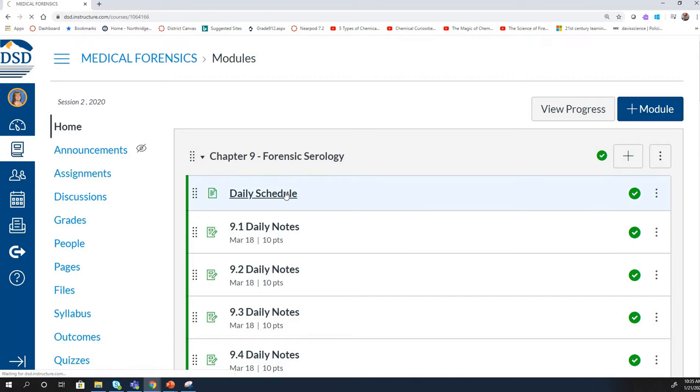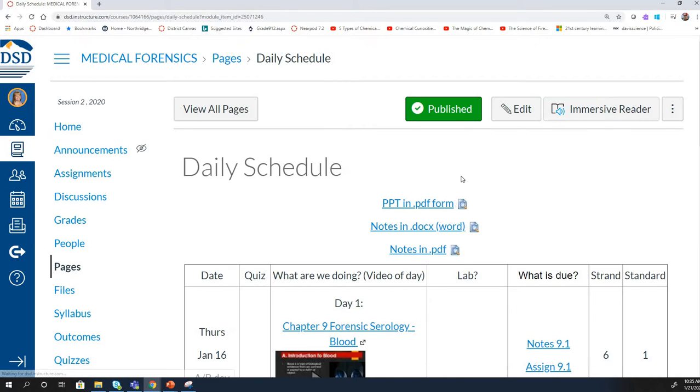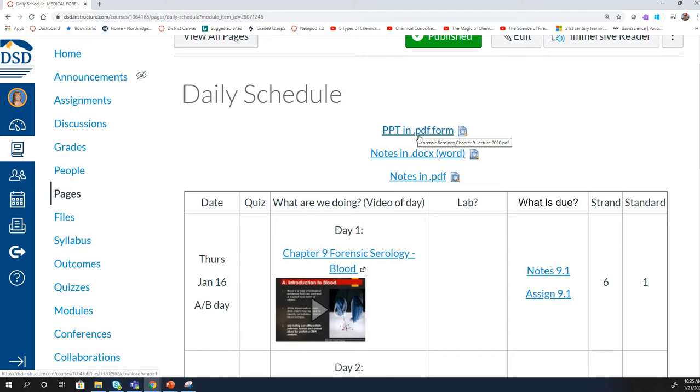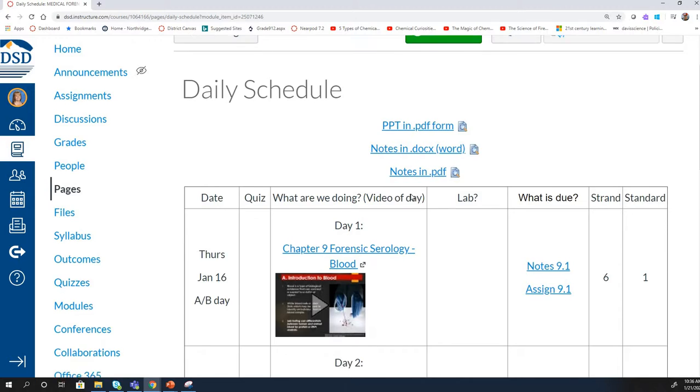Click on Daily Schedule. Under Daily Schedule here, I've got the PowerPoint in PDF form, so you can follow along with me. You've got notes in Word document form, so if you want to type in your notes, you can. And you've got notes in PDF, so if you grab the iPads, you can actually write in your notes and then save them digitally if you'd like to. So this is what we did last time.